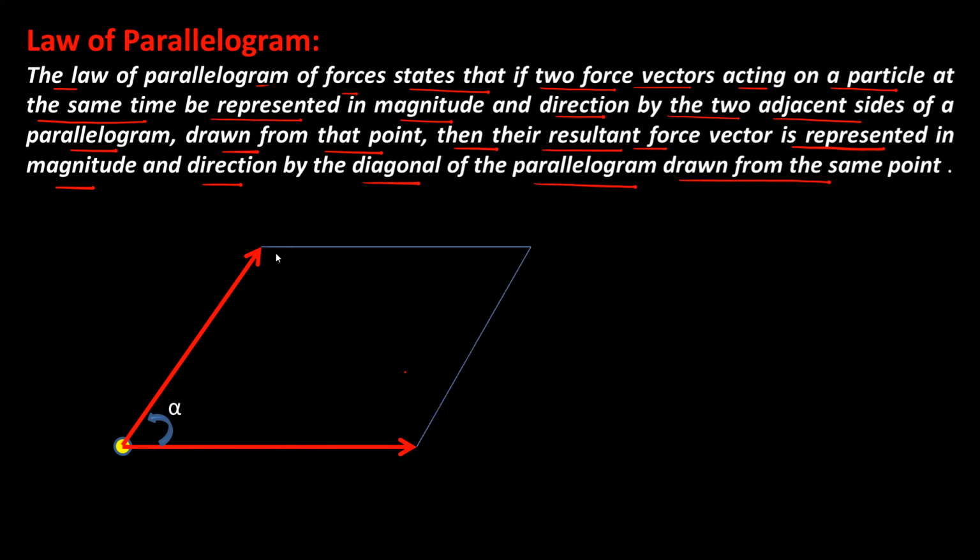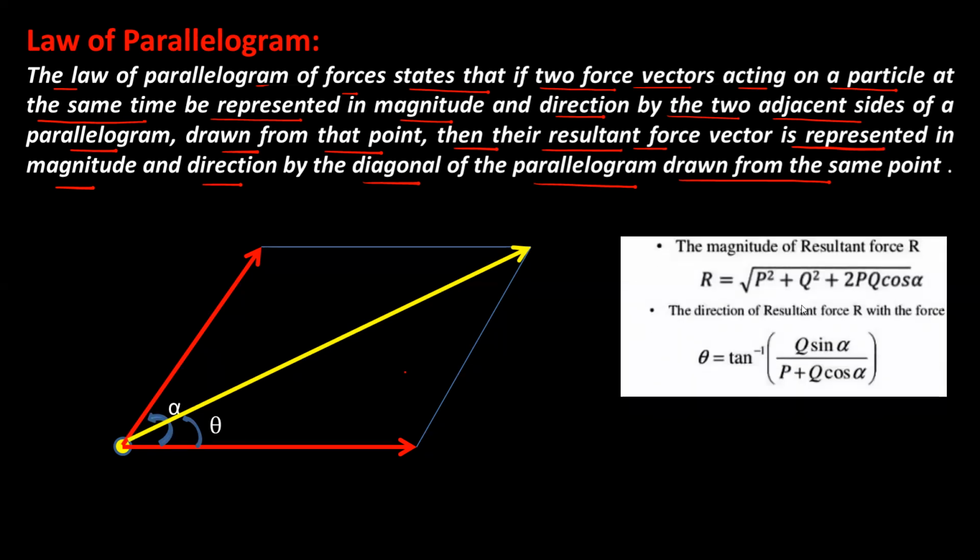So we need to construct one parallelogram. That means we have to draw this line parallel to the vector P, or force P, and draw the second line parallel to the force Q. So this will become one parallelogram. Then the diagonal drawn from the same point on which the forces P and Q are acting gives the magnitude and the direction of the resultant. And theta is the angle of the resultant with respect to force P.